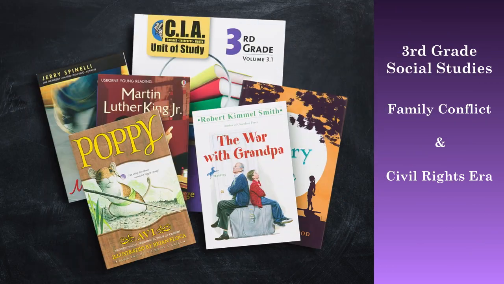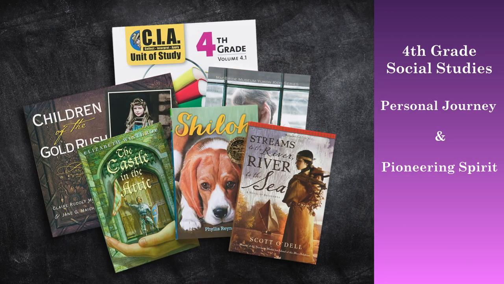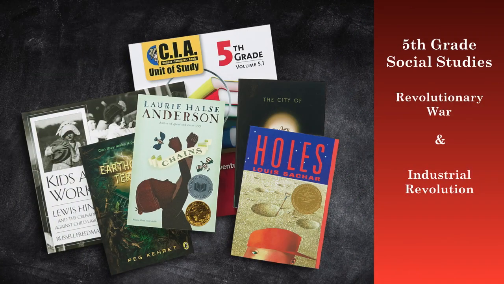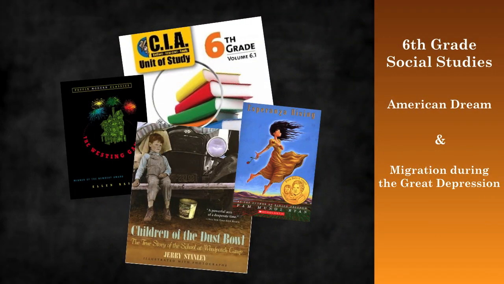Additionally, each grade-level sequence in the CIA curriculum has a social studies focus. Topics include family conflict and the civil rights era at 3rd grade, personal journey and the pioneering spirit at 4th, Revolutionary War and the Industrial Revolution at 5th grade, and the American Dream and the Great Depression in 6th.